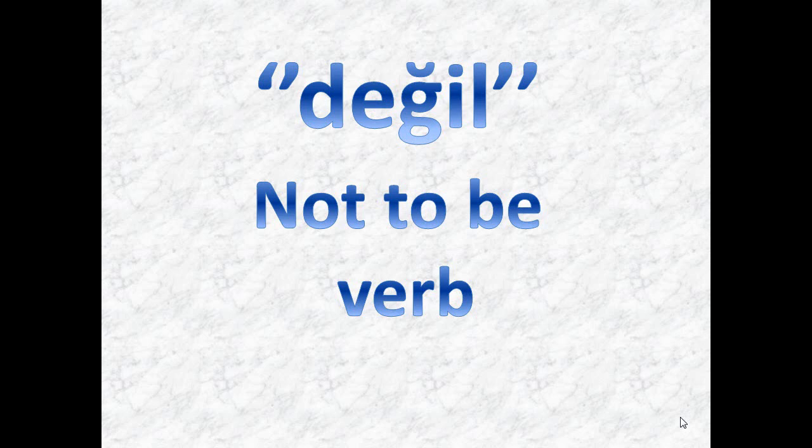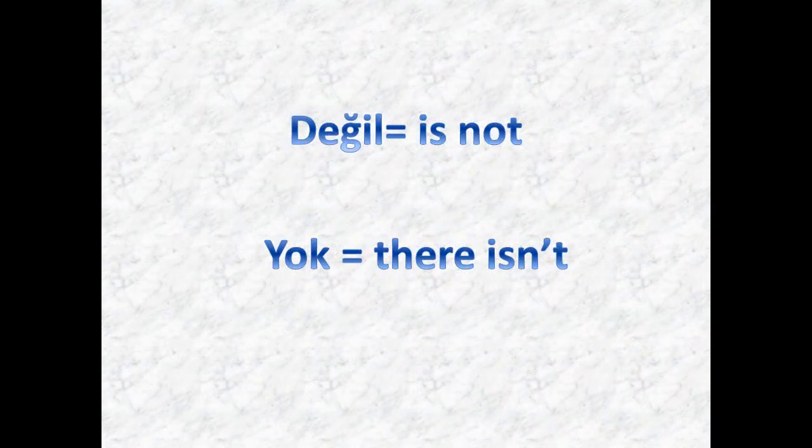Okay, and this verb is called değil. In some accents, they pronounce it as degil or dagil, but the common pronunciation is değil. Okay, let's go through the examples that I'm going to give, and I'm going to explain how it works. Değil means is not, and we have another word which is yok, and yok means there isn't.